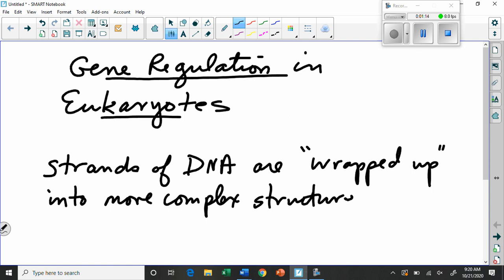Whereas in the prokaryotes, the DNA strands themselves tend to float around freely, right? They don't have this higher level of organization. And of course, we call these structures chromosomes, right? Chromosomes.